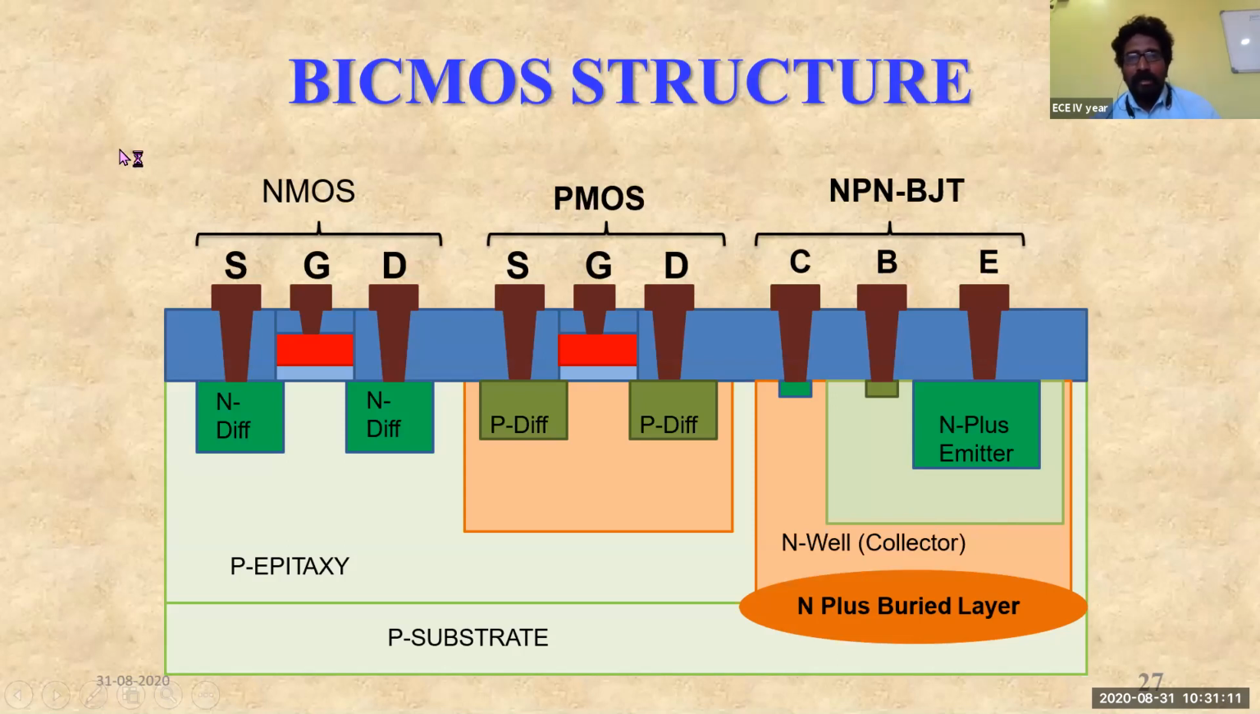And for this entire structure, we know that for the CMOS structure we need a substrate, and the main substrate for this Bi-CMOS will be of P type. And on the P type substrate we'll be using another P type layer, which we call a P type epitaxy. Inside this P type epitaxy we'll be designing our CMOS, and this NMOS has been designed in the N well buried layer.